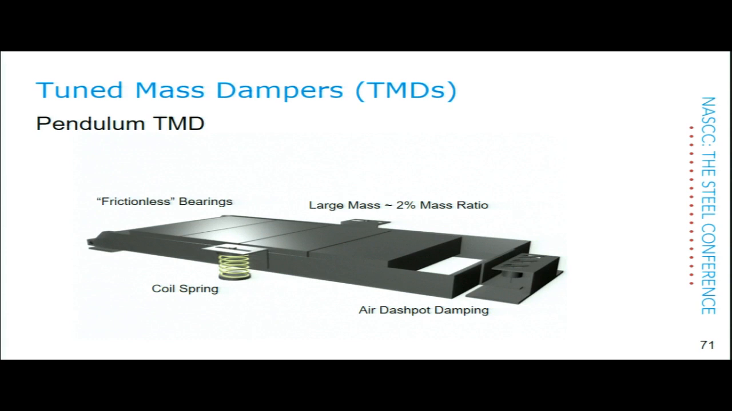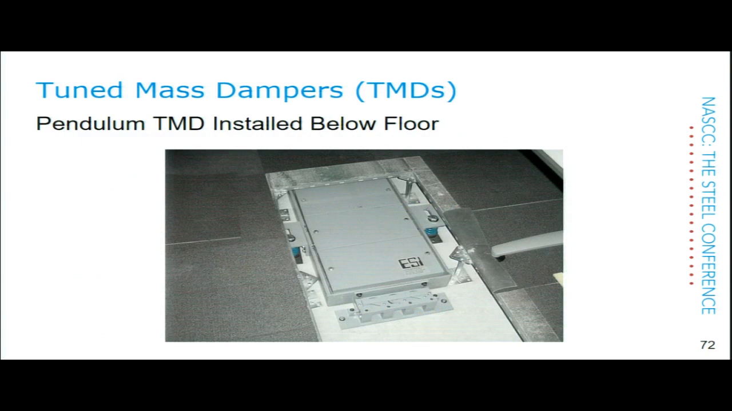There's some neat ones that have been used. This is what was called a pendulum tuned mass damper. There's frictionless bearings back here. Springs are here on each side. There's this mass up here that can be adjusted. And over in here were air dashpot dampers. The reason for it was they put it between a raised electrical floor and the slab below. Very simple installation.